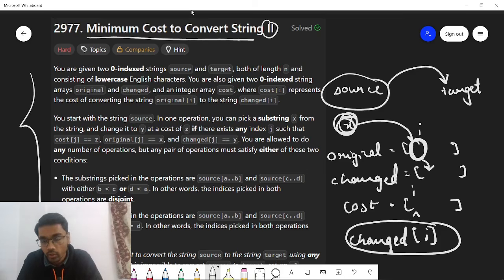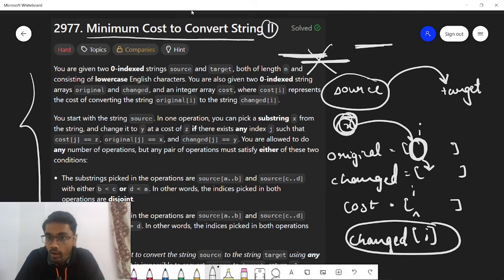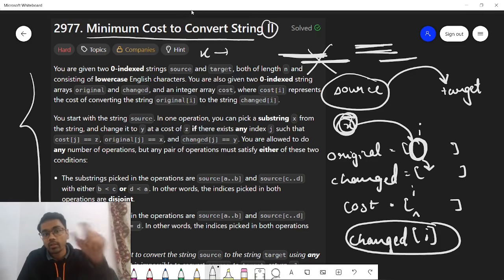The question is also saying that if you have chosen a substring, you can't take another substring overlapping with that part. If you have chosen a substring, you can choose this same substring again, but you cannot choose the overlapping part. So you can do chaining transformation: if you have chosen substring x, you can again take the same substring and convert it to something else. You can do the chaining, but you cannot choose an overlapping substring.